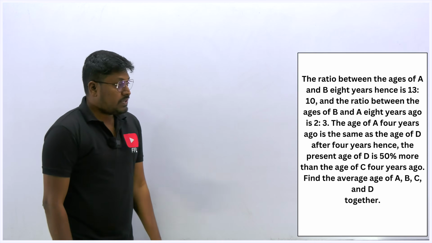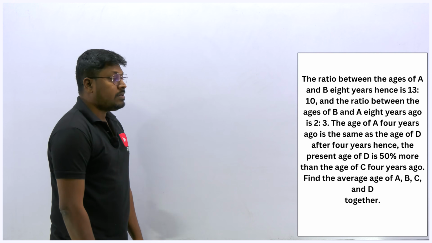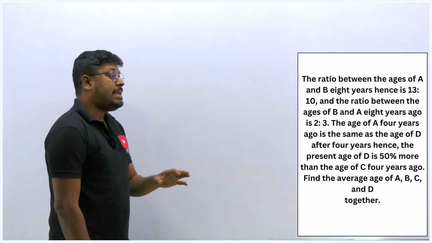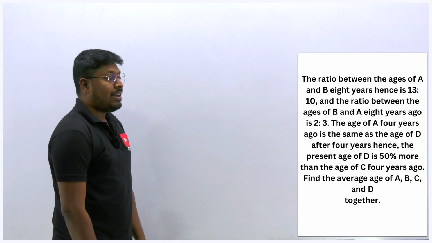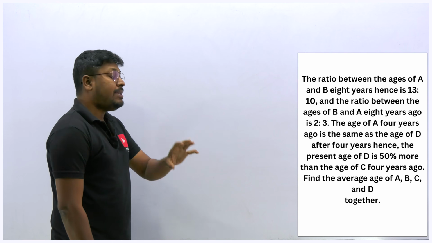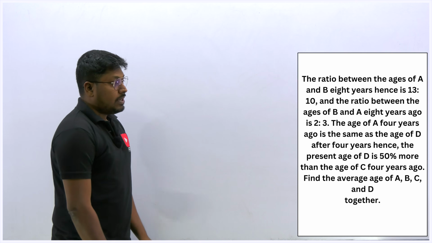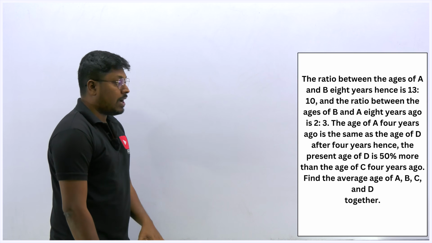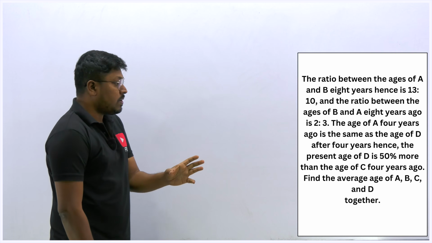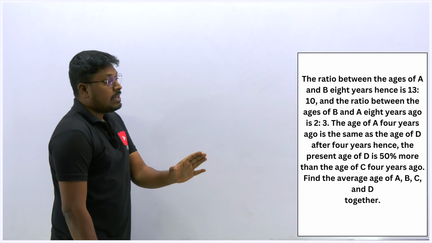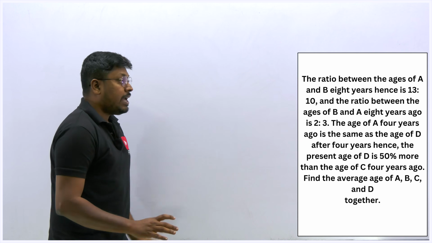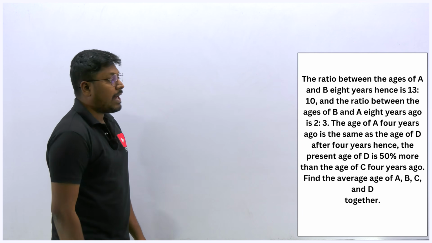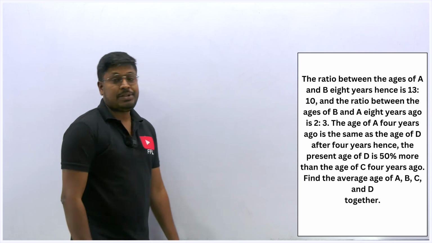First question. The ratio between the ages of A and B 8 years hence is 13:10, and the ratio between the ages of B and A 8 years ago is 2:3. The age of A 4 years ago is the same as the age of D 4 years hence. The present age of D is 50% more than the present age of C 4 years ago. Find the average age of A, B, C, D together.